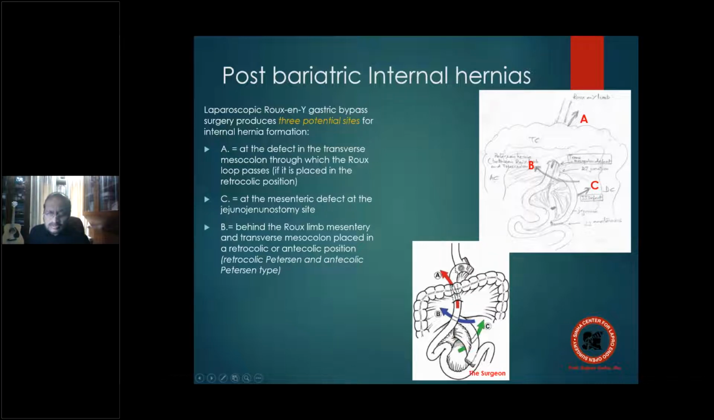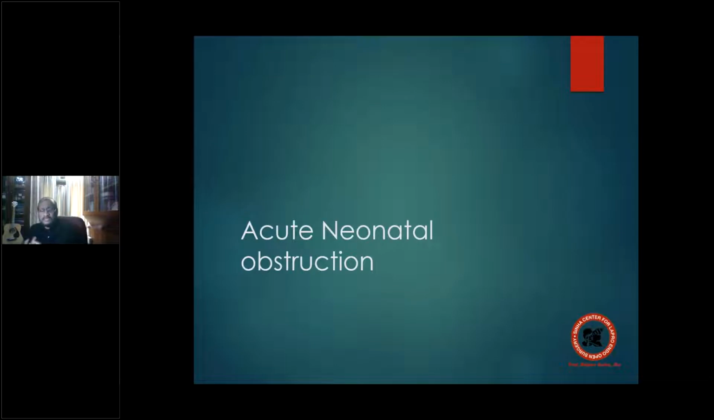Most common is the transverse mesocolon, second is jejunojejunostomy site hernia, and third is behind the ascending limb of the Roux-en-Y, what is known as the Peterson's hernia. So three hernias when you talk about post-bariatric internal hernia. Now coming to the second type, so these were the internal hernias.